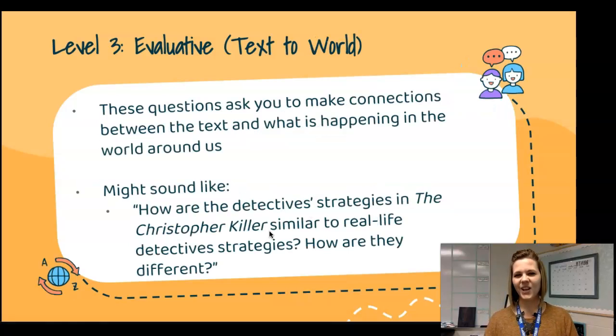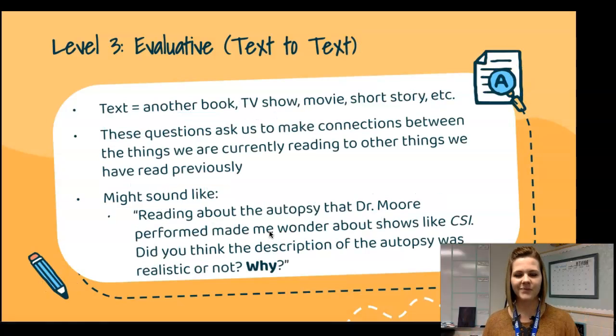The next type of evaluative question is text to world. And these questions ask you to make connections between the text and what is happening in the world around us. So this might sound something like, how are the detective strategies in The Christopher Killer similar to real-life detective strategies? How are they different? Again, it's making connections between what's happening in the text and the real world around us.